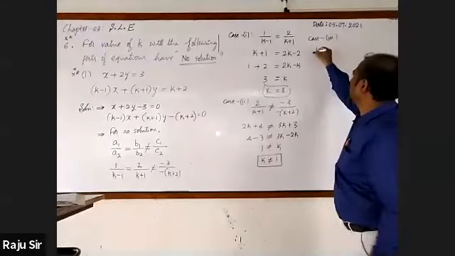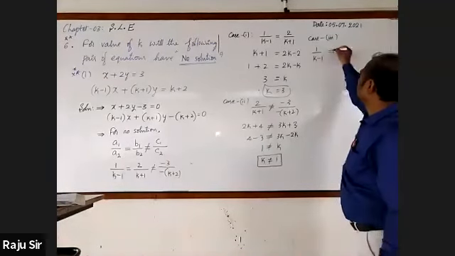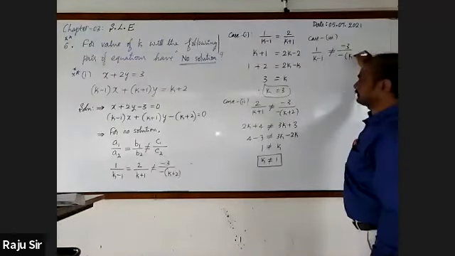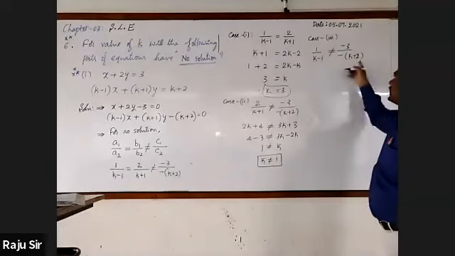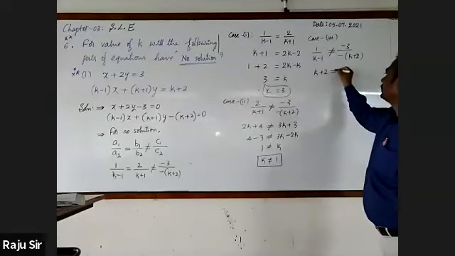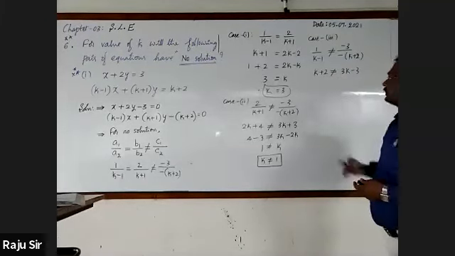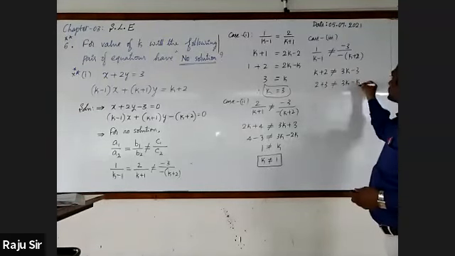The first ratio is 1 by k minus 1. The third ratio is minus 3 by minus of k plus 2. Here minus and minus get cancelled. Cross multiply. k plus 2 into 1 is k plus 2, not equal to 3 multiplied with both, 3k minus 3. Then 2 plus 3 is not equal to 3k minus k. k should not be equal to 5 by 2.